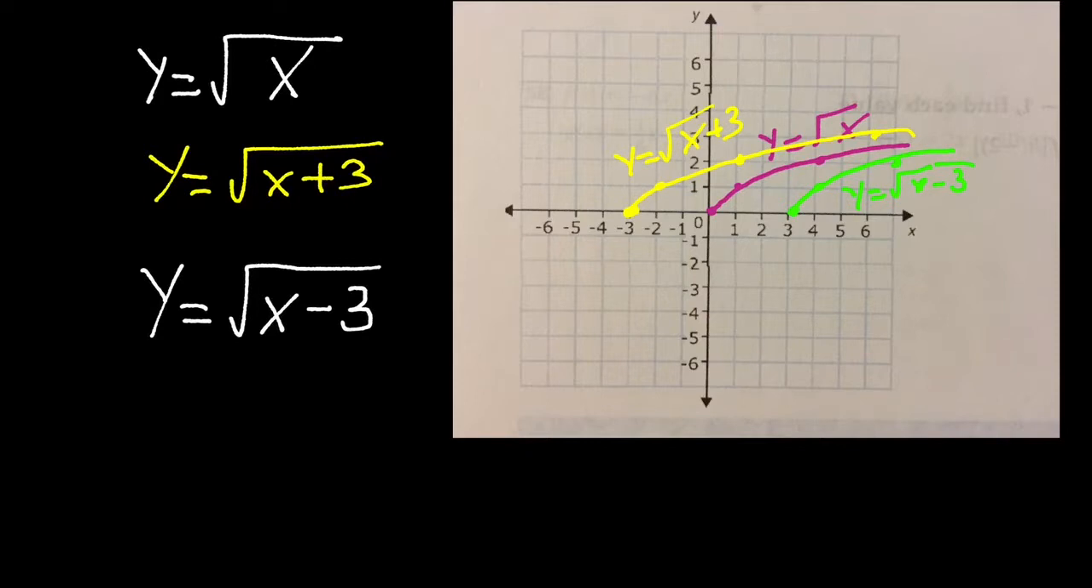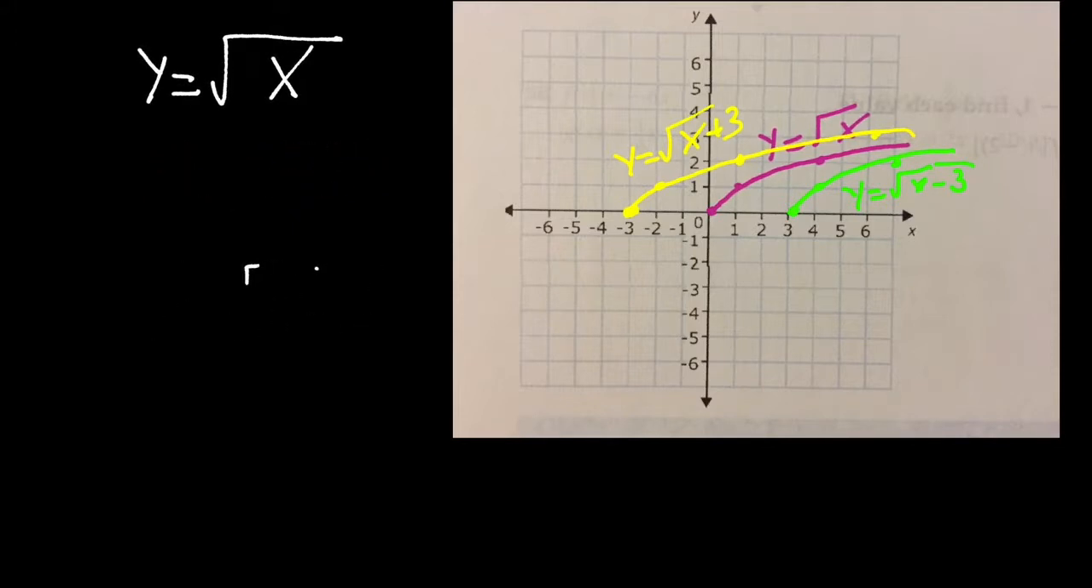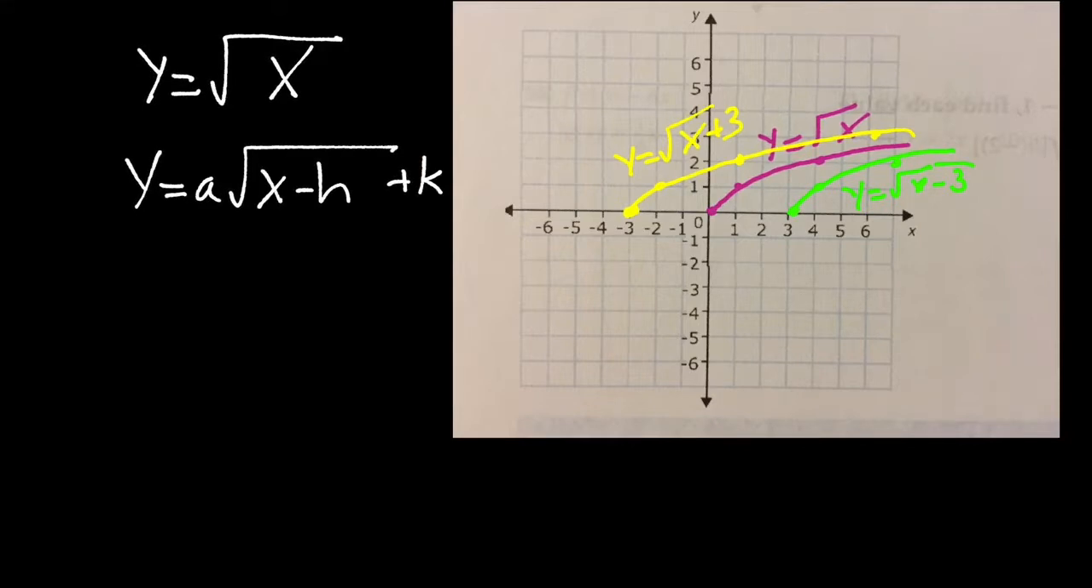So if we go back to what our original form looked like that I showed you a moment ago, let me erase this and put it back up. We had y equals a times the square root of x minus h, plus k. H shifts the graph left or right depending on the sign. If it is negative or subtraction, we go to the right. If it's positive, we go to the left. So that's what H does. Now, let's try something that has K.